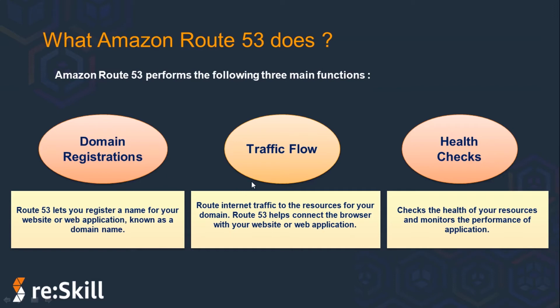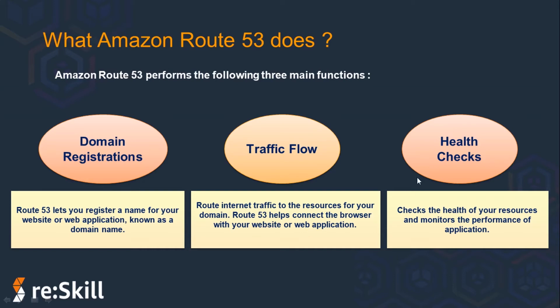Then next is traffic flow. Route 53 routes the internet traffic to the resources for your domain, and it helps connect the browser with your website or the web application. And then the third main function is health checks. It checks the health of your resources and monitors the performance of your application.